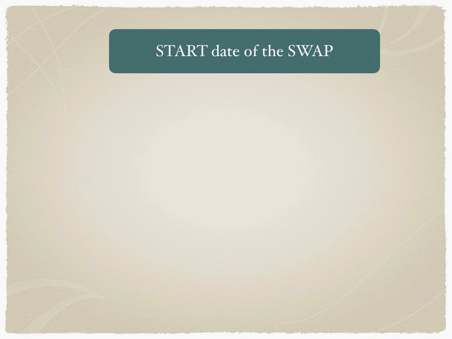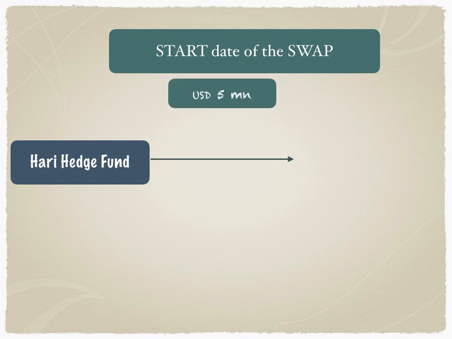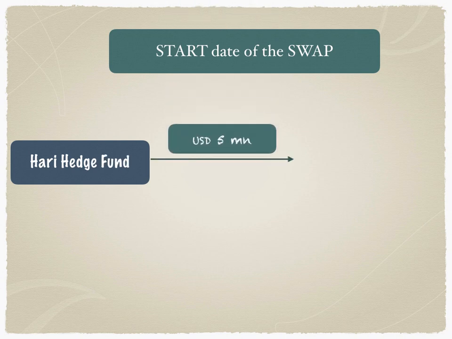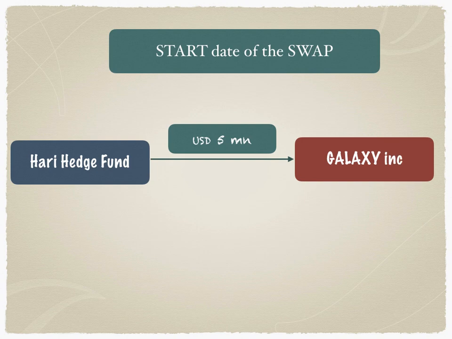So now what happens on the start date of the swap? Hurry Hedge Fund gives what it has, right? So Hurry Hedge Fund has $5 million. It gives it to Galaxy Inc. because Galaxy Inc. needs USD.